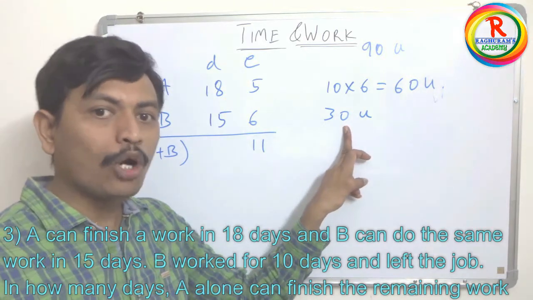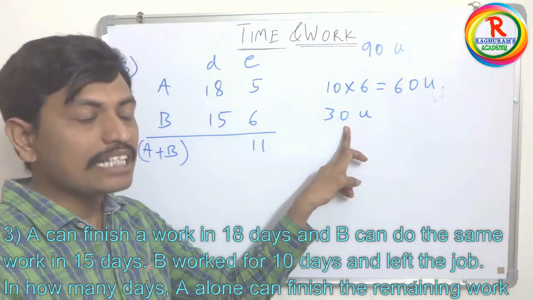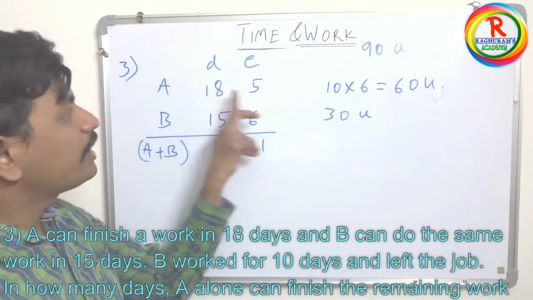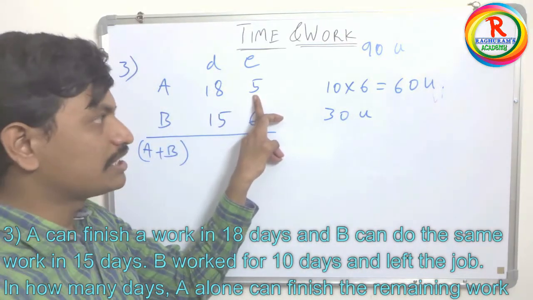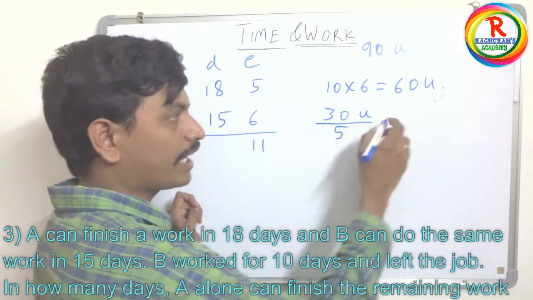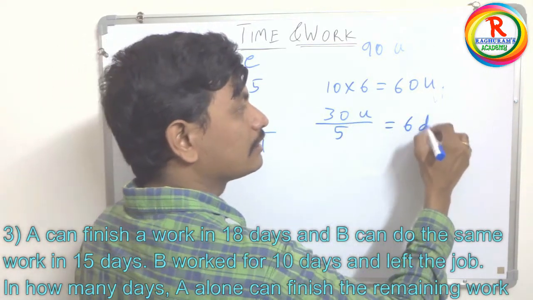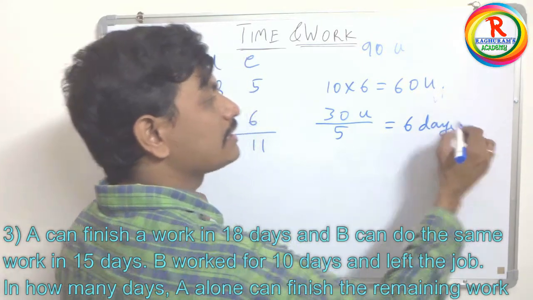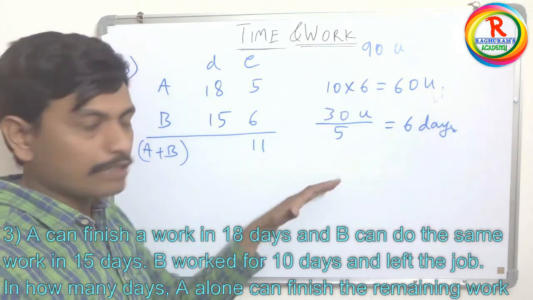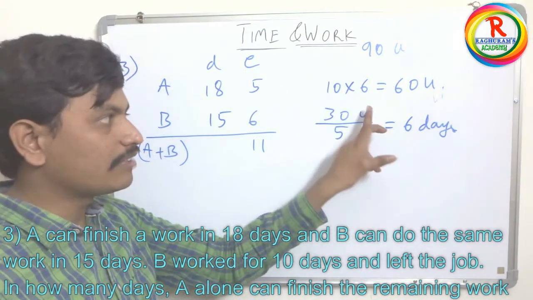And for the remaining work, in how many days can A alone finish it? What is the remaining work? 30 units. And A can complete 5 units in one day. In how many days can 30 units be completed? 30 by 5, that is 6 days. By taking efficiency, we won't get any fractions in the middle; only at the end we get the fraction.